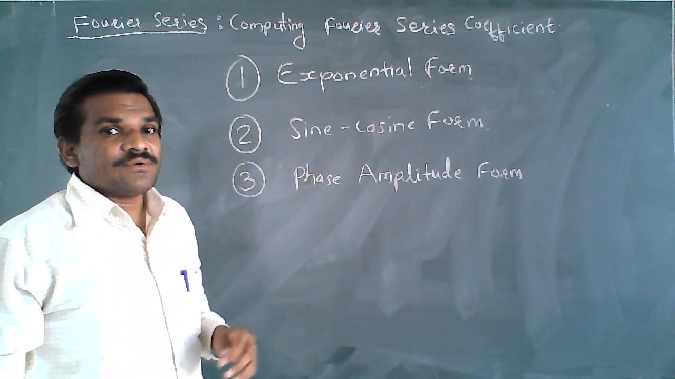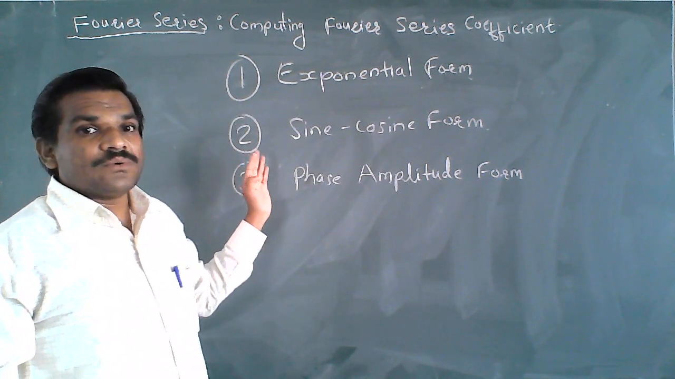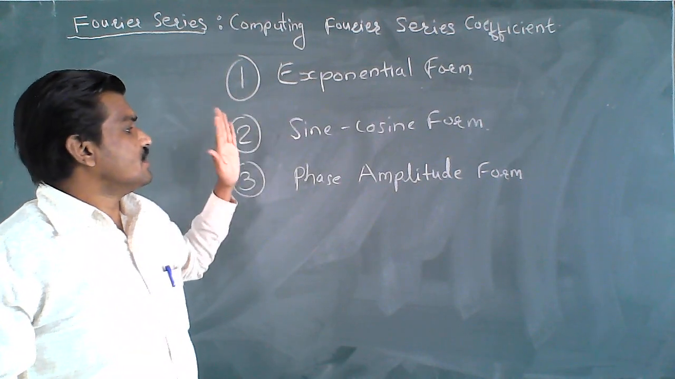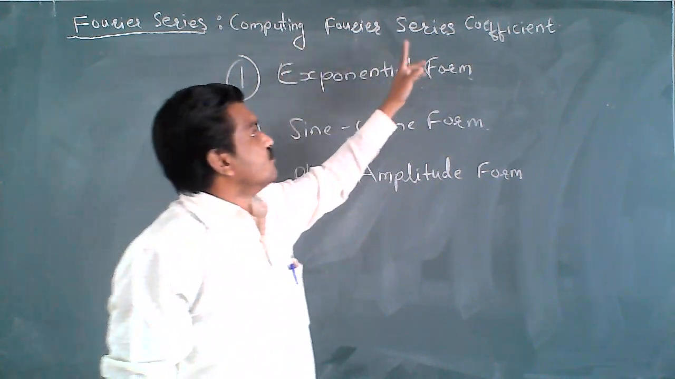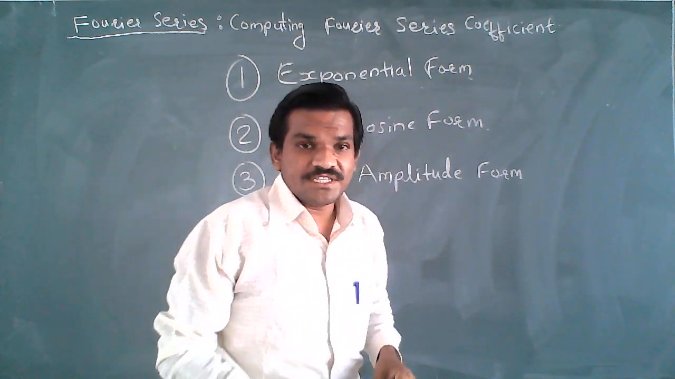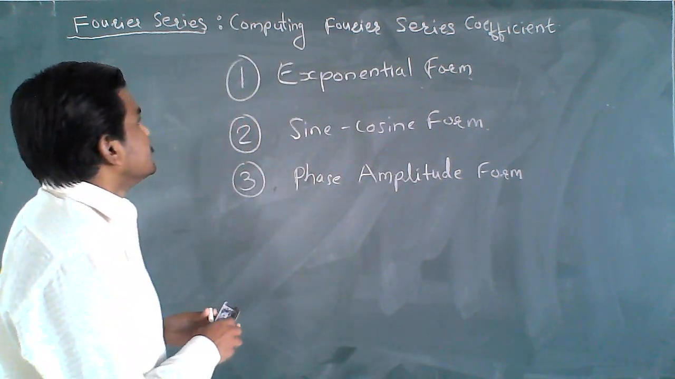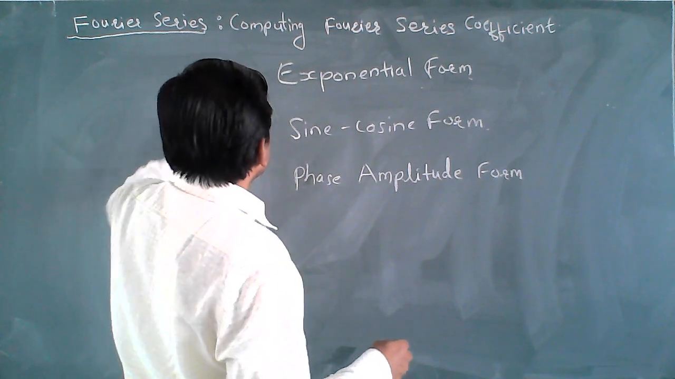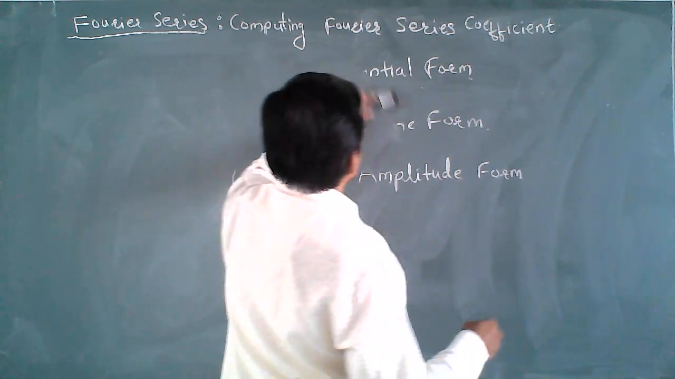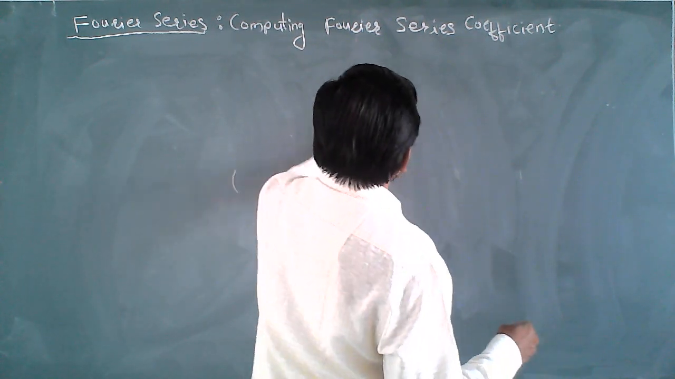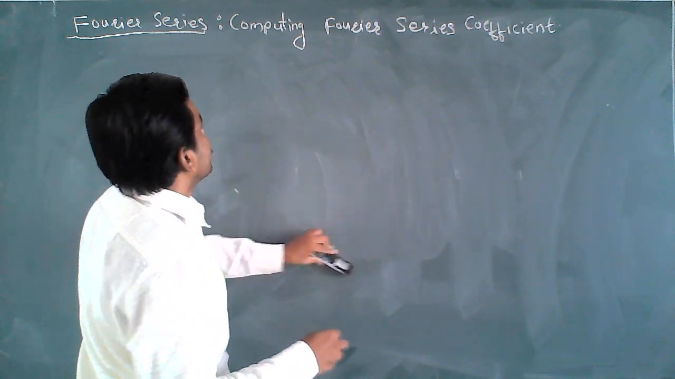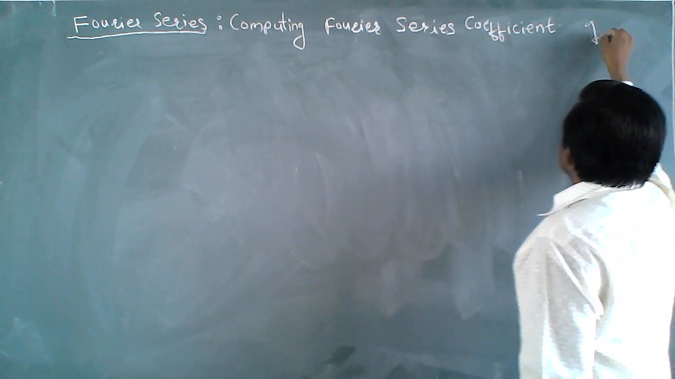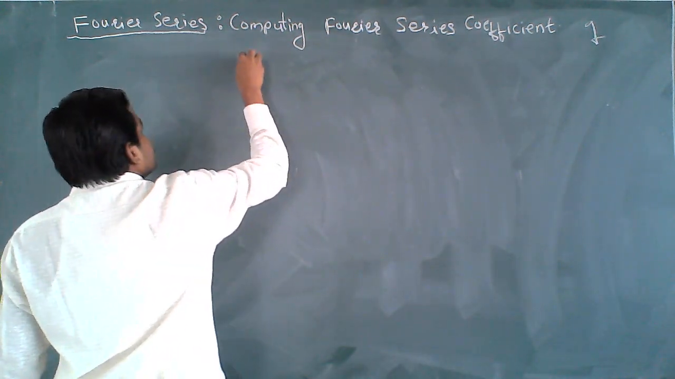Now in this class we will see how to find the exponential form, or sine cosine form, or phase amplitude form Fourier series coefficients. So we will see one by one. First we will see computing Fourier series coefficients for the exponential form. So to find out the Fourier series coefficient of exponential form.